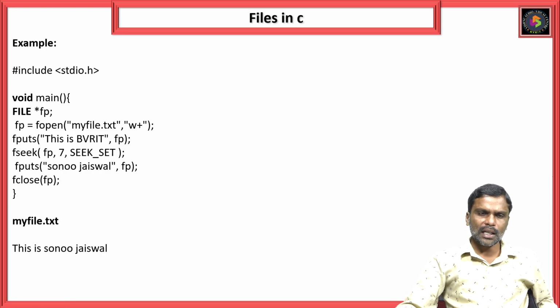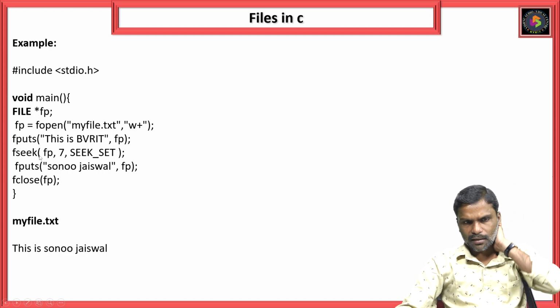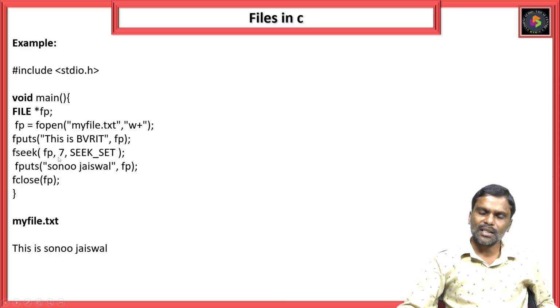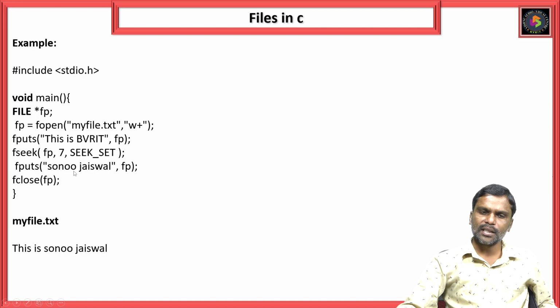Then fseek, with fp, the file pointer. We have just seen the syntax: fseek, file pointer, then 7, which shows the number of bytes to be moved, and SEEK_SET, which is the beginning, where we take the value as 0. Then fputs what we have to print again: Sonu Jaiswal.